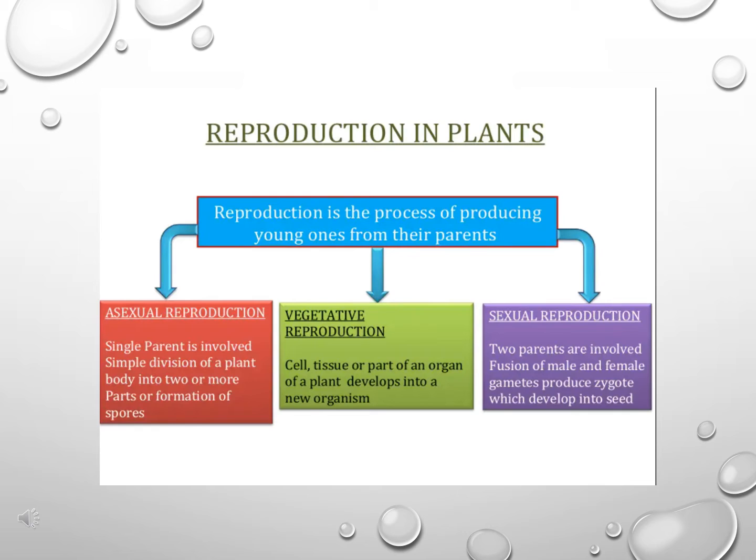So instead of the reproductive organ, that is the flower, the plant will start to produce the new plant with the help of root, leaves and stem. In sexual reproduction, the new plants will develop with the help of seeds. So these are the methods involved in reproduction in plants.